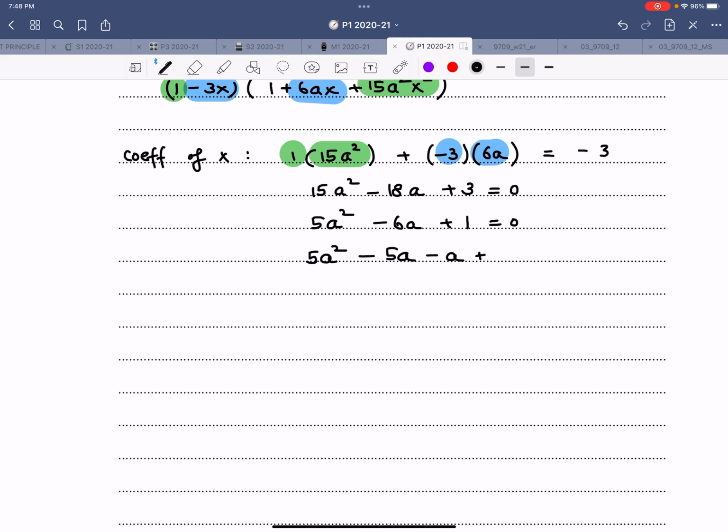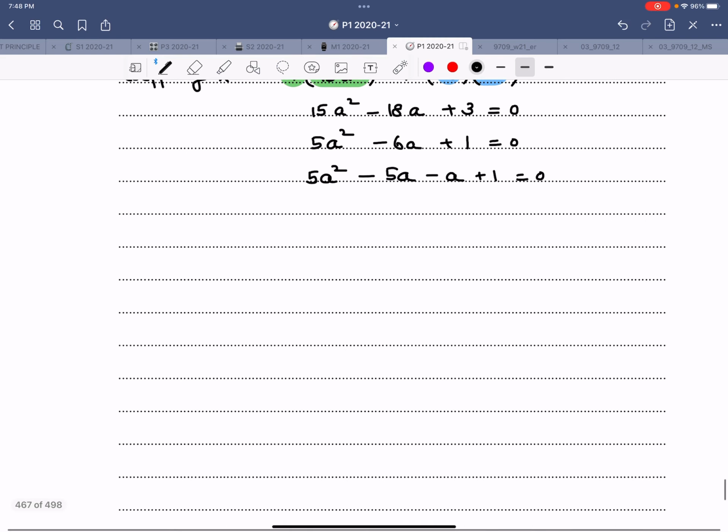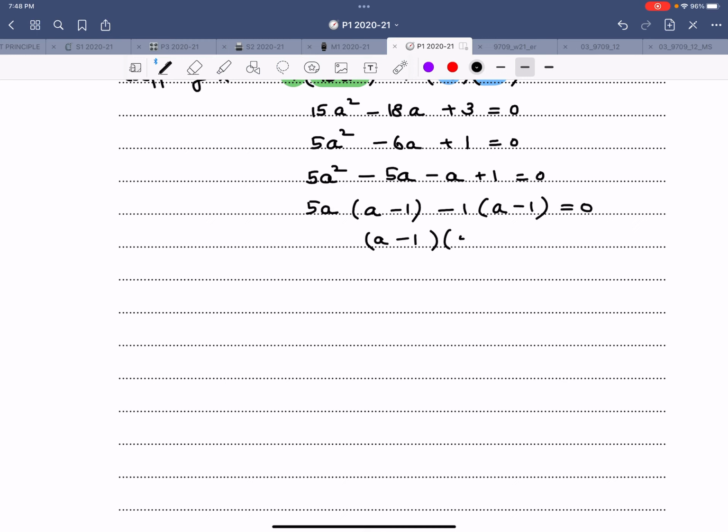Be very, very careful with the middle term factorization. That is 5a(a minus 1) minus 1(a minus 1) equals 0. Therefore, a minus 1 equals 0 and 5a minus 1 equals 0. Therefore, a comes out to be 1, and a comes out to be 1 over 5. So both answers are acceptable.